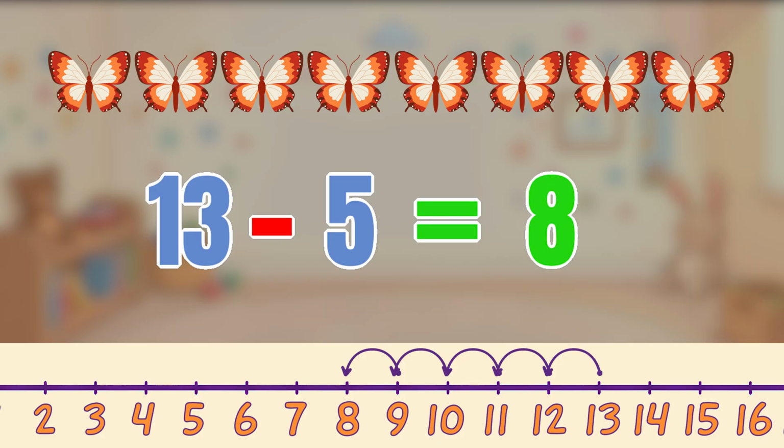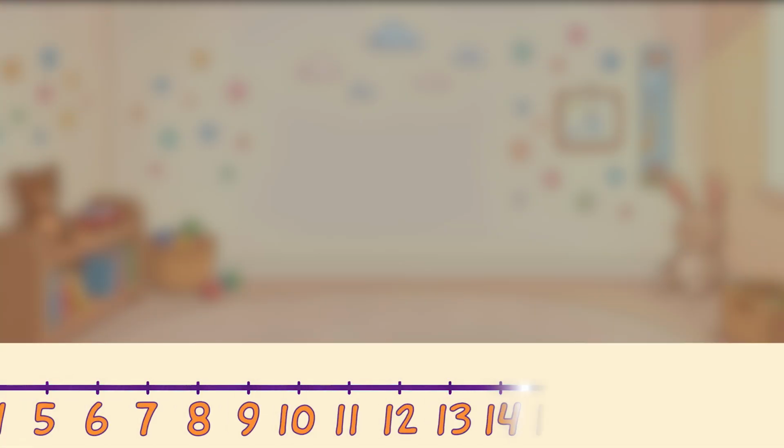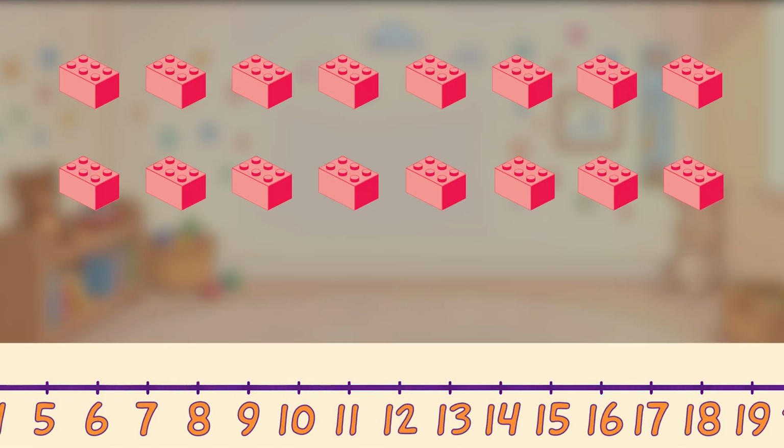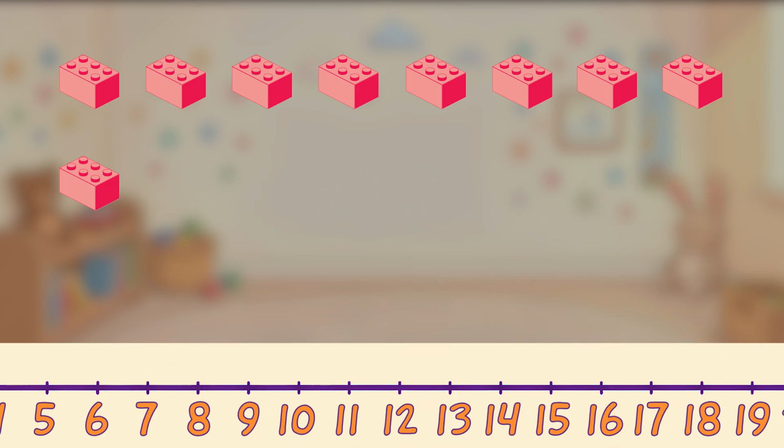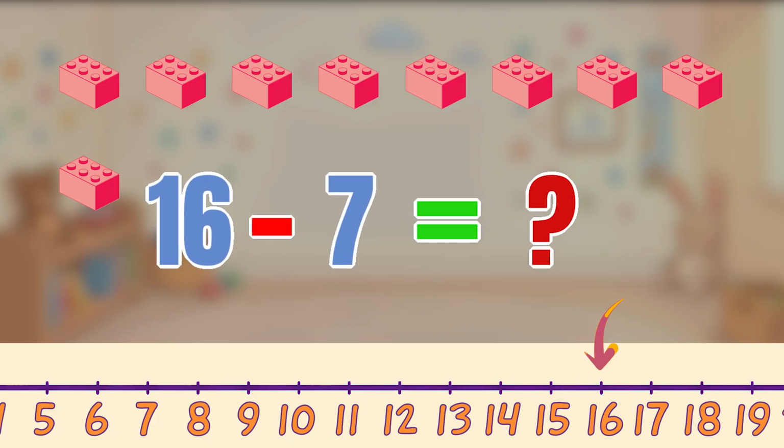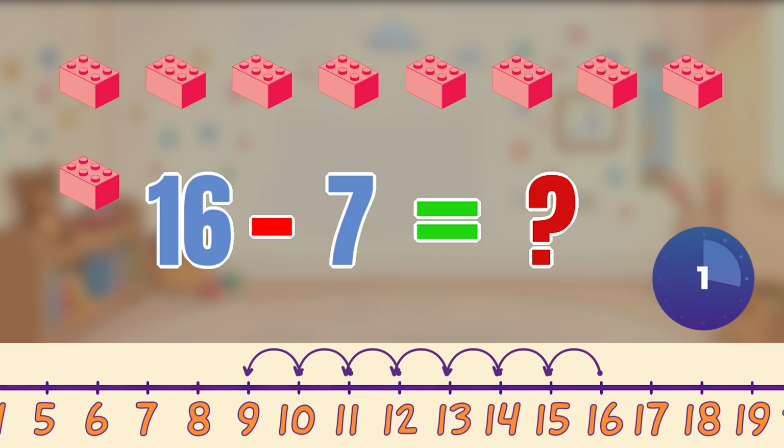8. That's right. 13 minus 5 equals 8. You're doing amazing. Oh, here's a tricky one. You have 16 building blocks and 7 get knocked over. Oh no. How many do you have left? 16 minus 7 equals, start at 16 and hop back 7 times. Right, the answer is 9. 16 minus 7 equals 9.